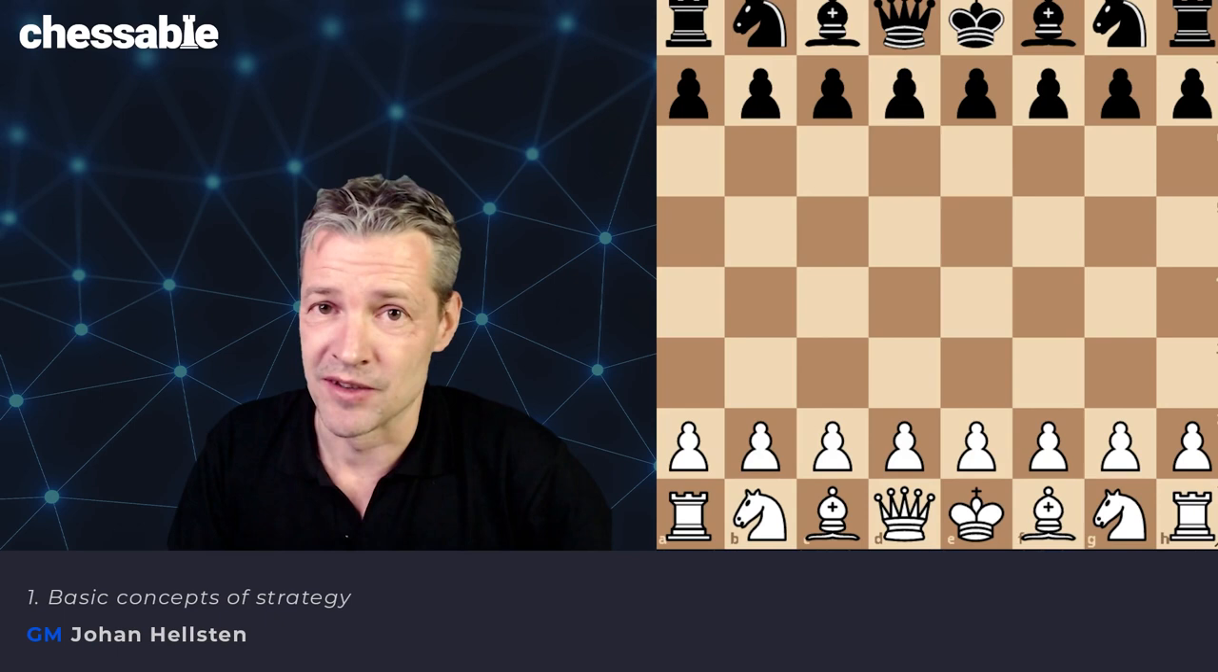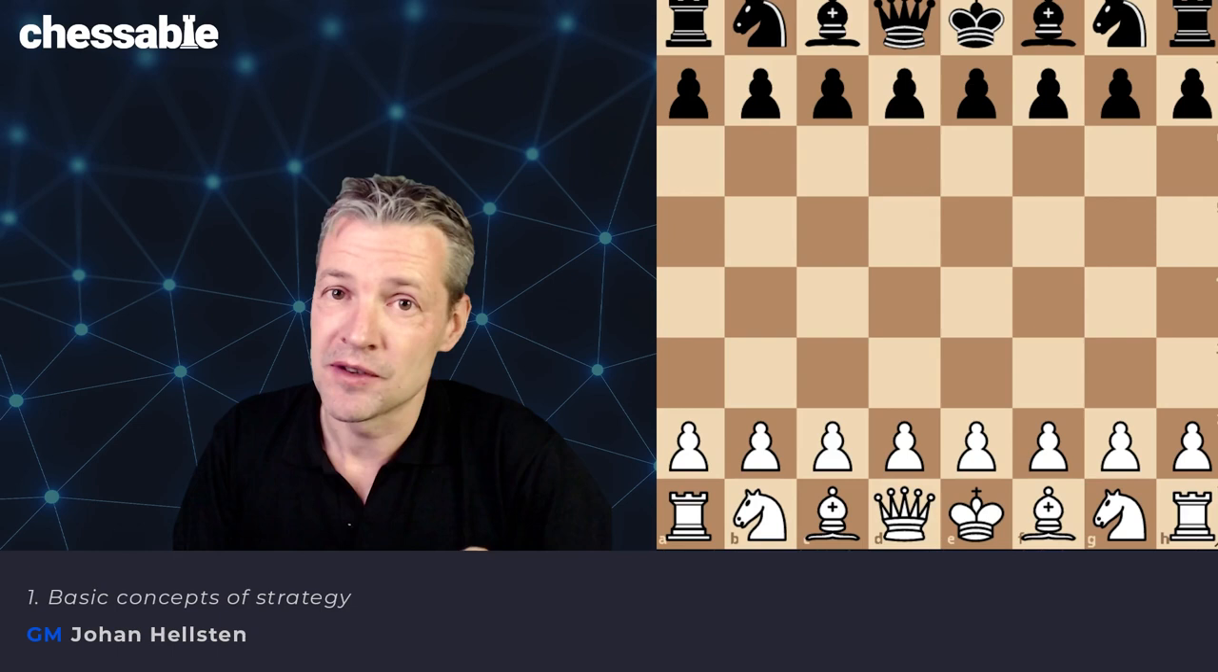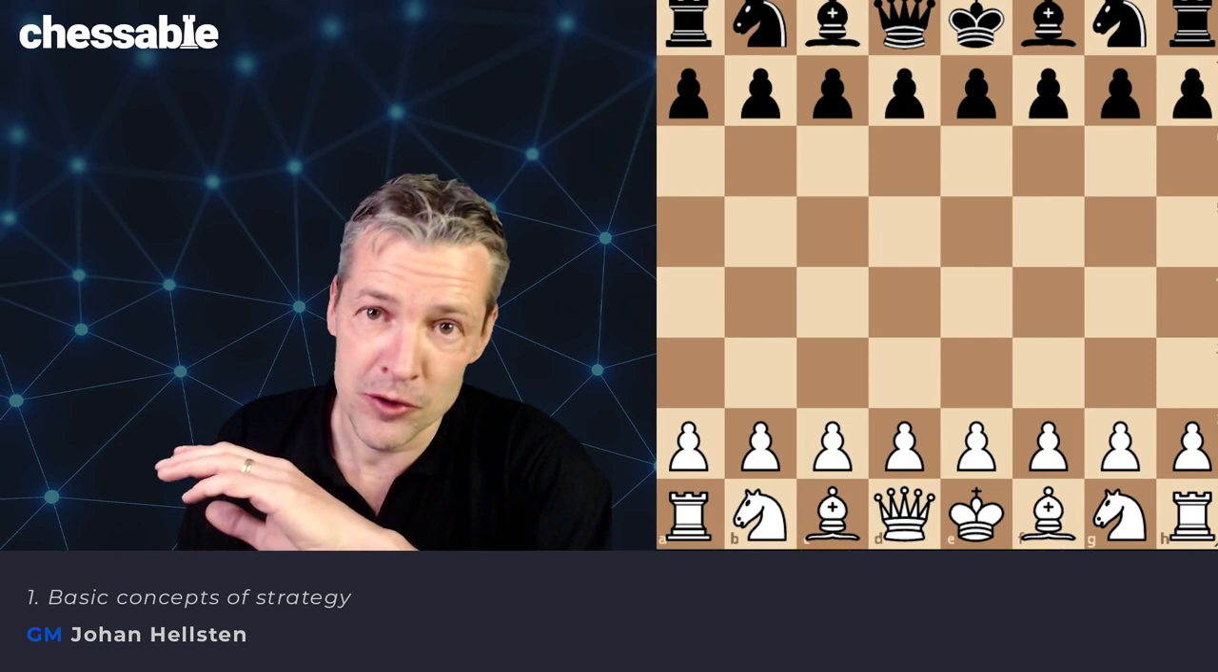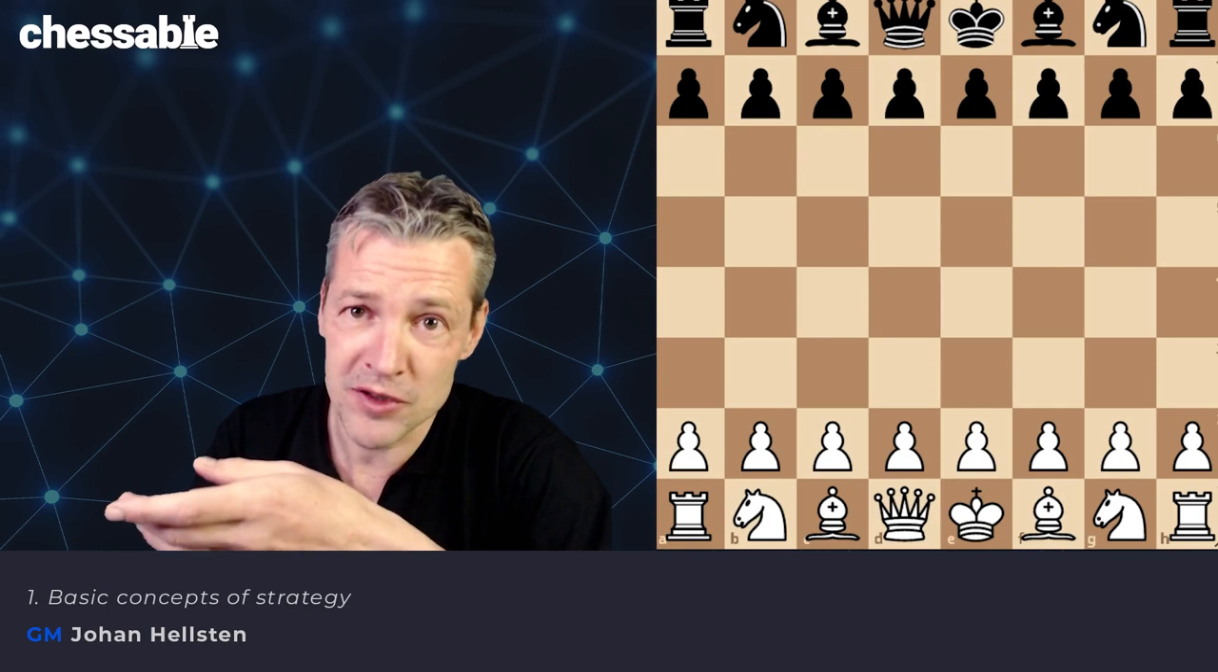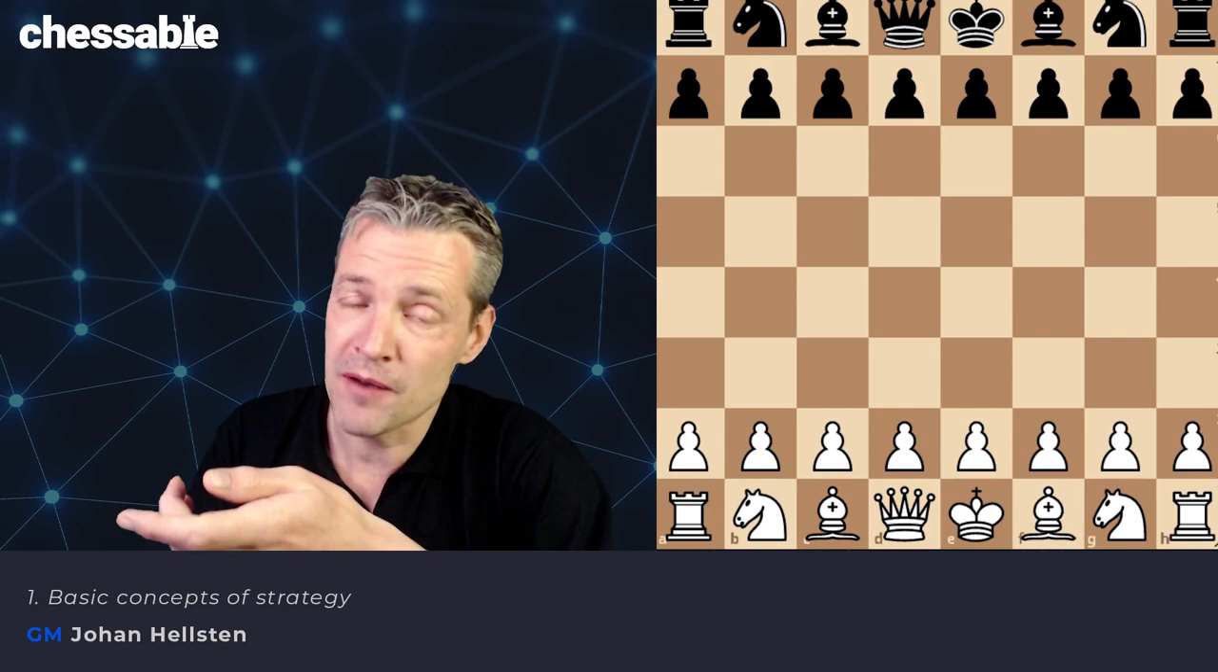So basically, these are the four groups. We have improving the pieces, we have exchanges, pawn play, and prophylaxis. These are the four groups which I have built this whole work upon. The following chapters are divided according to these four groups. Then we also have some other important aspects, concepts of strategy.